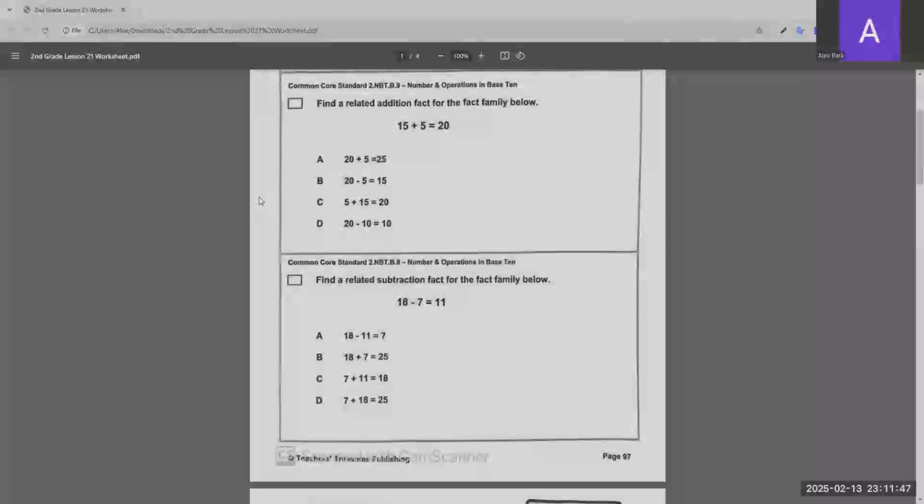Next, find a related subtraction fact for the fact family below. 18 minus 7 equals 11. So again, it's asking for subtraction, which means we can eliminate any options that have addition, like B, C, and D. And that means the only answer that would make sense would be A.